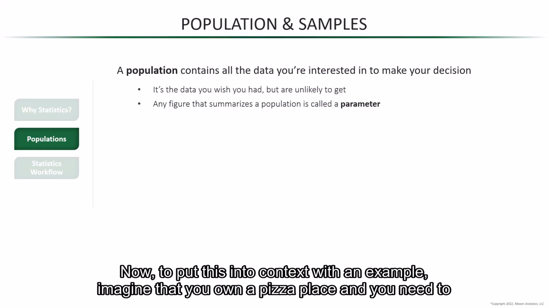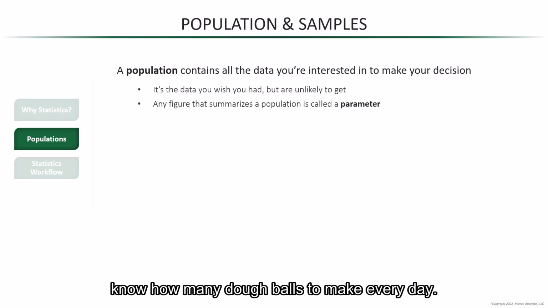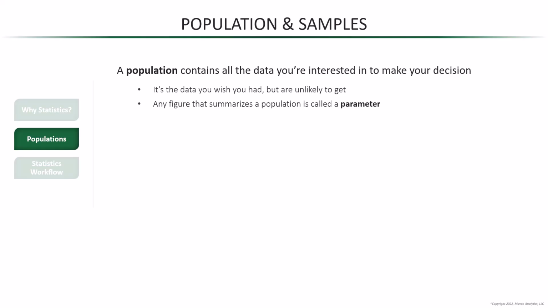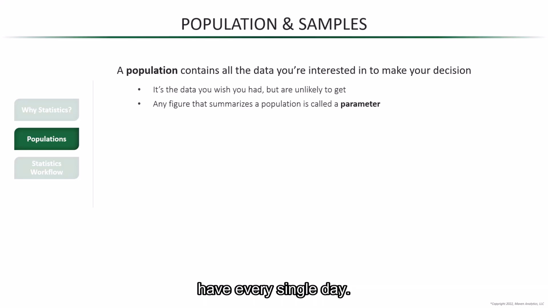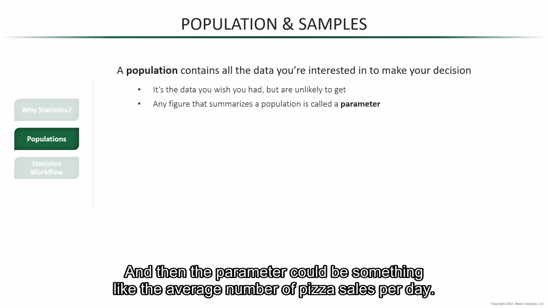Now, to put this into context with an example, imagine that you own a pizza place and you need to know how many dough balls to make every day. Well, in that scenario, the data that you'd be interested in is the number of pizza sales that you'll have every single day. That's your population. And then the parameter could be something like the average number of pizza sales per day.